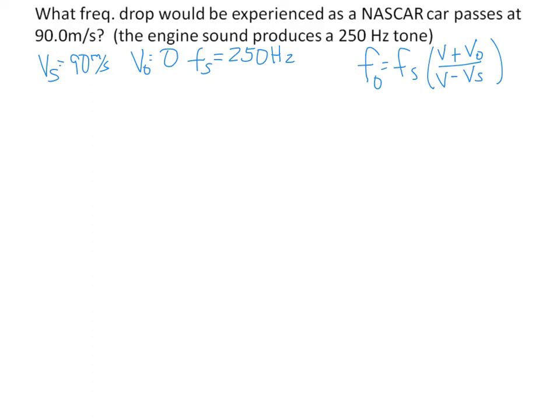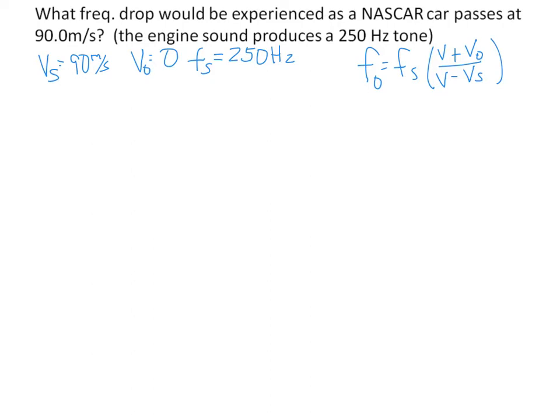Okay, I got a problem here. We're going to figure out the frequency drop when a NASCAR car passes at 90 meters per second, so about 200 miles an hour. The engine makes a true sound of 250 hertz. We're trying to figure out how high that 250 is going to sound when it's coming at you, how low it's going to sound after it passes, and then we'll subtract them and figure out the difference, and that's called the frequency drop.